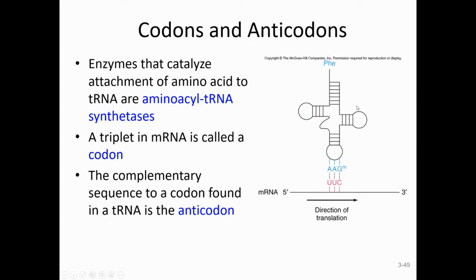So there are at least 20 different tRNAs, because each tRNA will carry a specific amino acid, based on the codon. But in fact, there are about 31 different tRNAs, because it's based on the anticodon and the amino acid.